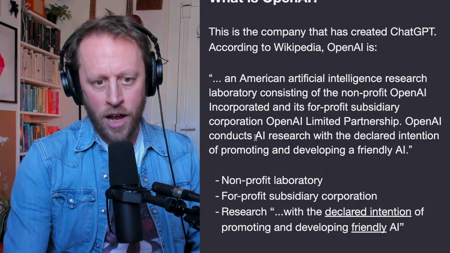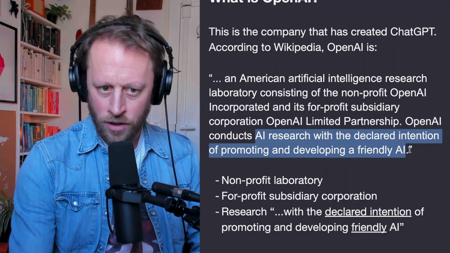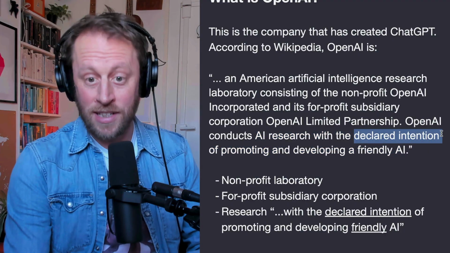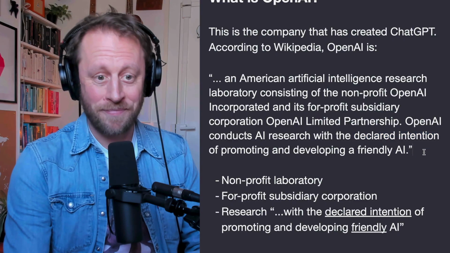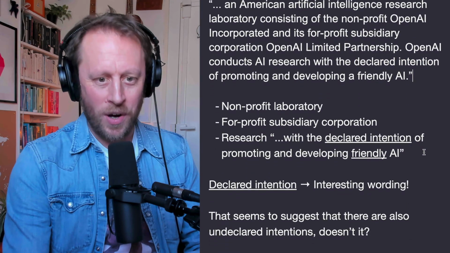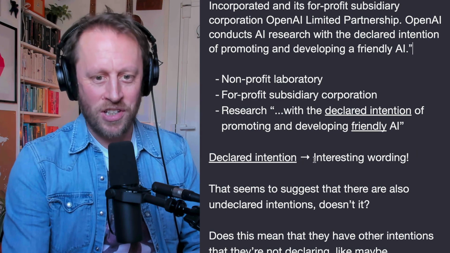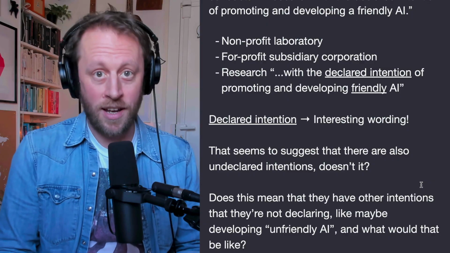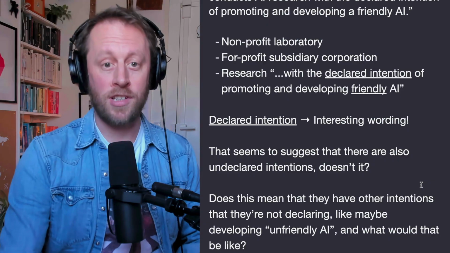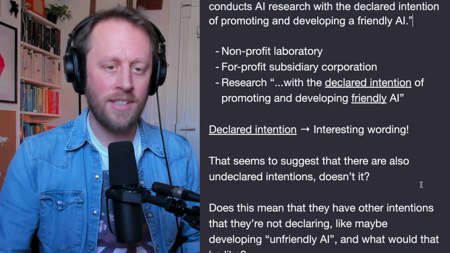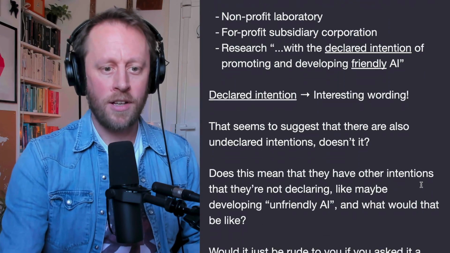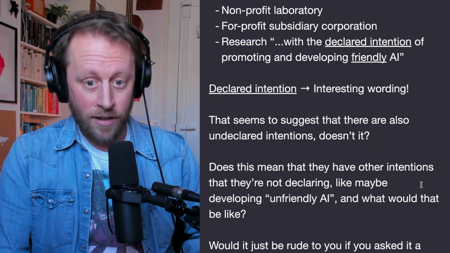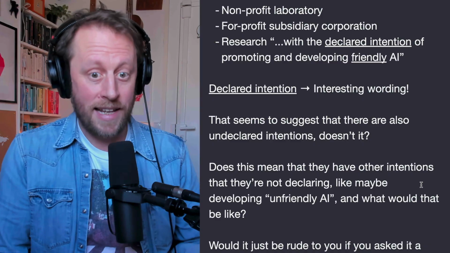OpenAI conducts AI research with the declared intention of promoting and developing a friendly AI. Now, I find that interesting, the declared intention. This is interesting wording. It's interesting wording, because that seems to suggest that there are also undeclared intentions, doesn't it? I mean, I'm not saying that there are, but it's just interesting wording. With the declared intention of promoting and developing a friendly AI. So does this mean that they also have other intentions that they're not declaring, like maybe developing unfriendly AI?